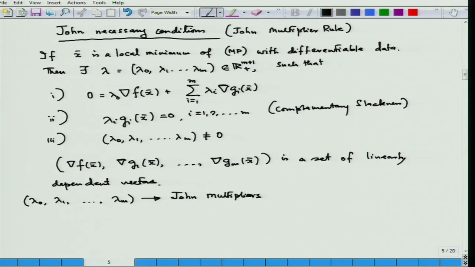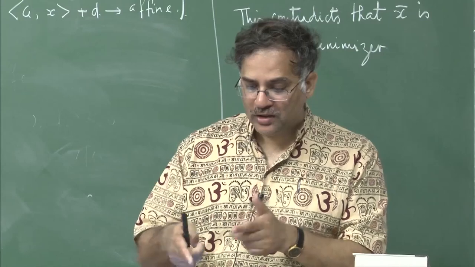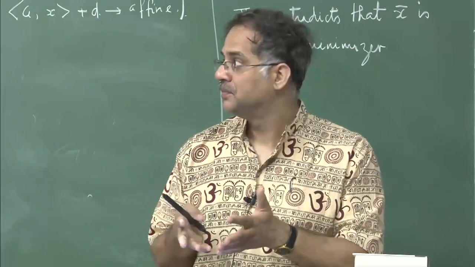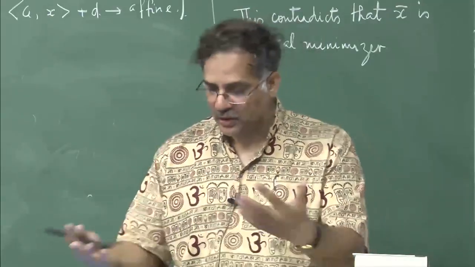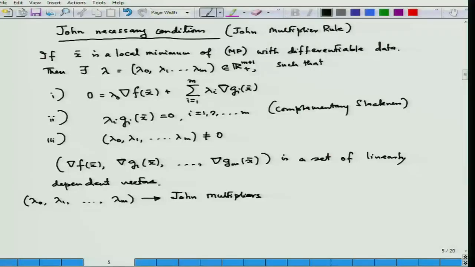See, the role of these multipliers is essentially to relate the components of the vector x so that you can actually find a solution. That is the whole idea of the multipliers at the end, when you look at it from a computational perspective. So, this is called the set of John multipliers.